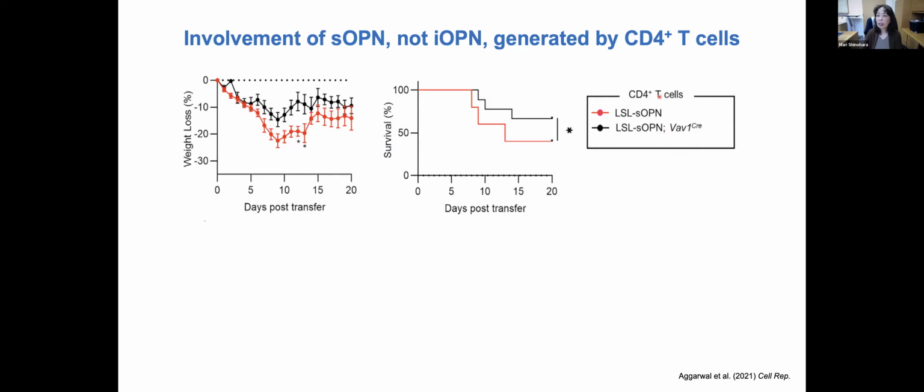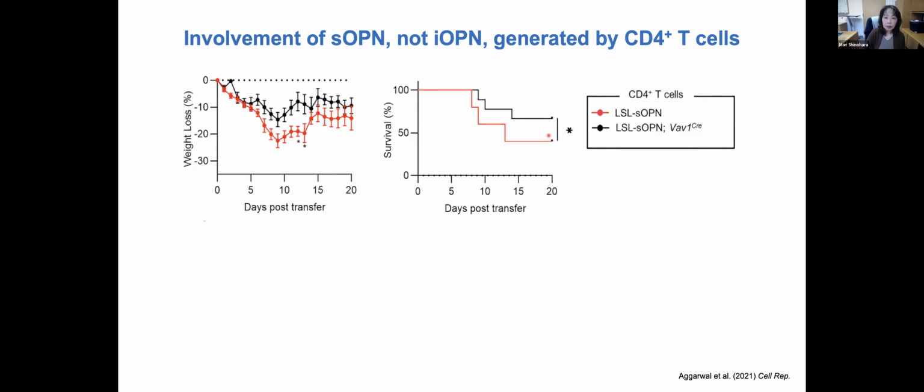But again here, we used only T cells from those mice. Otherwise, background is all OPN knockout. So again, the source of sOPN alone in this black line mice, the recipient, I would say, are only from CD4 T cells. And then we found the difference here, and then even survival. So this really tells that OPN generated by CD4 T cells is protective.